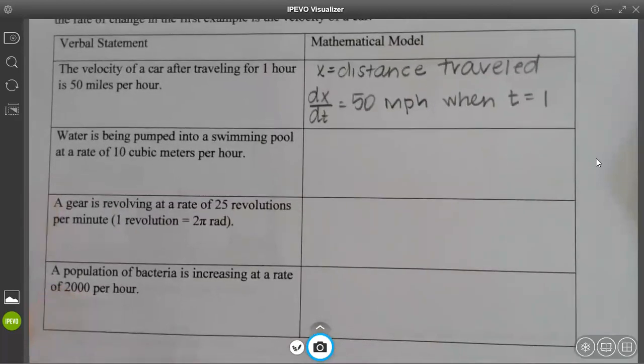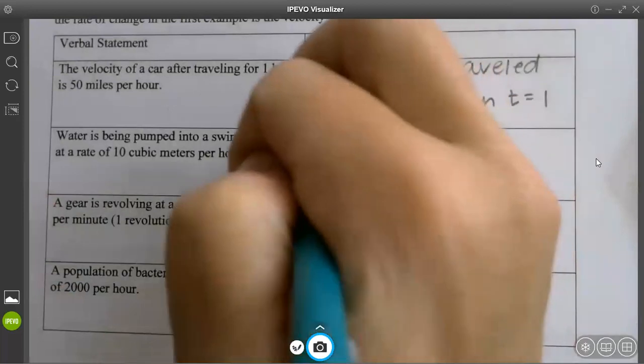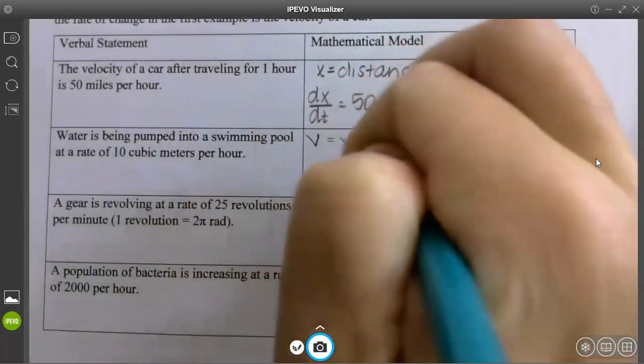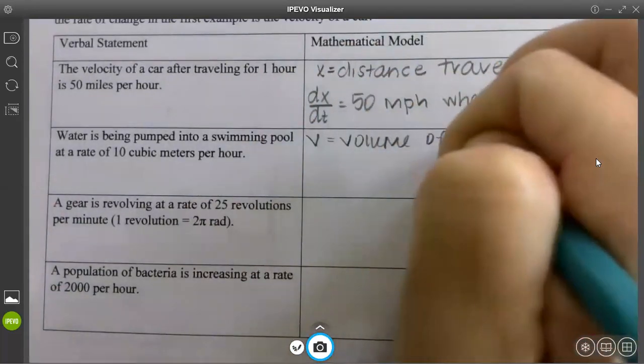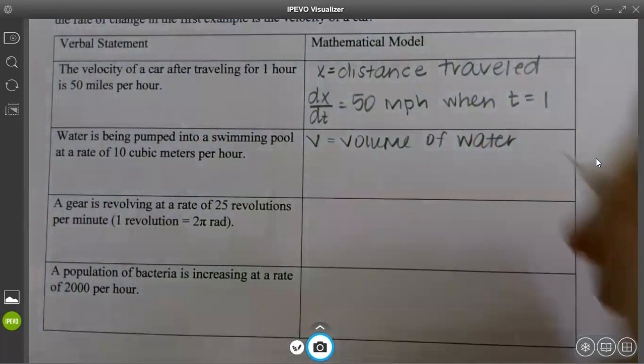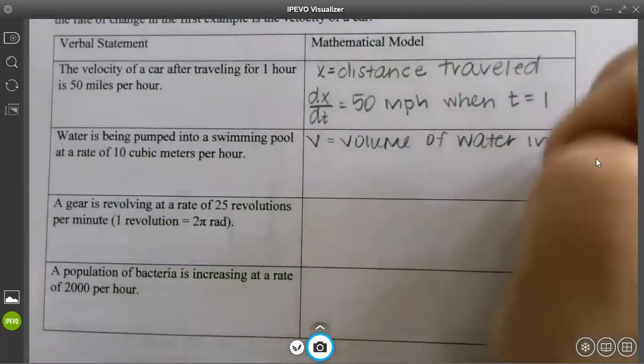All right, look at the next one. Water is being pumped into a swimming pool at a rate of 10 cubic meters per hour. If it's 10 cubic meters per hour, we're talking about water in a pool. What are we talking about? Volume. V is our volume of water in the pool. You can write in pool if you want to, that's fine.